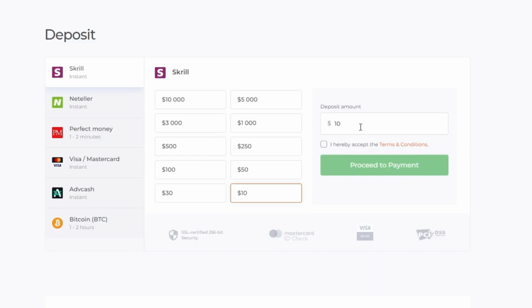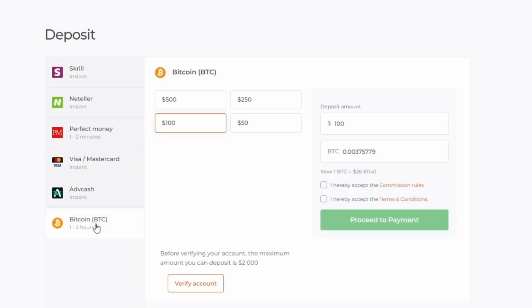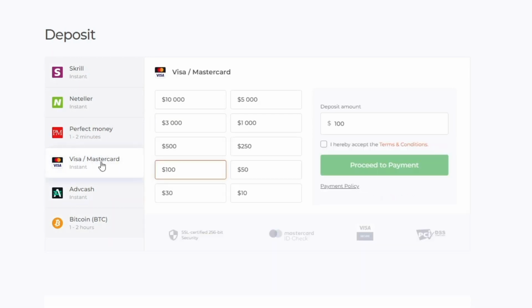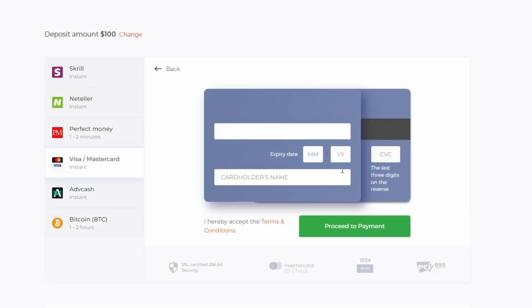You can enter the deposit amount manually, or you can select from the list. There are multiple methods to deposit funds to your account. You can use Skrill, Neteller, Perfect Money, Visa or MasterCard, and also you can deposit money using Bitcoin. Choose one of these methods, enter the amount, accept the terms and conditions, and click on Proceed to Payments.